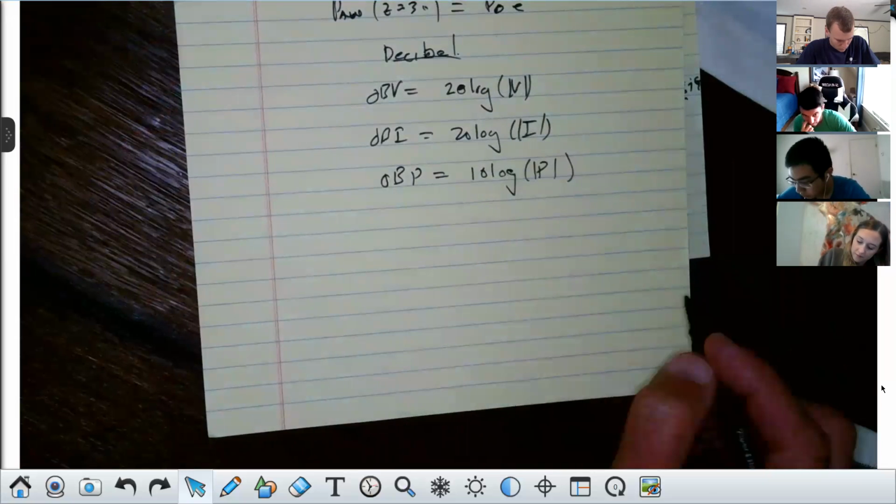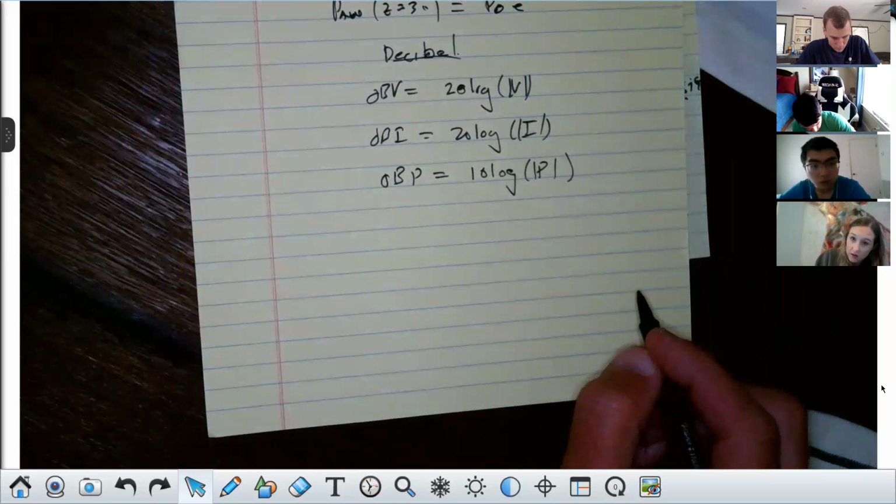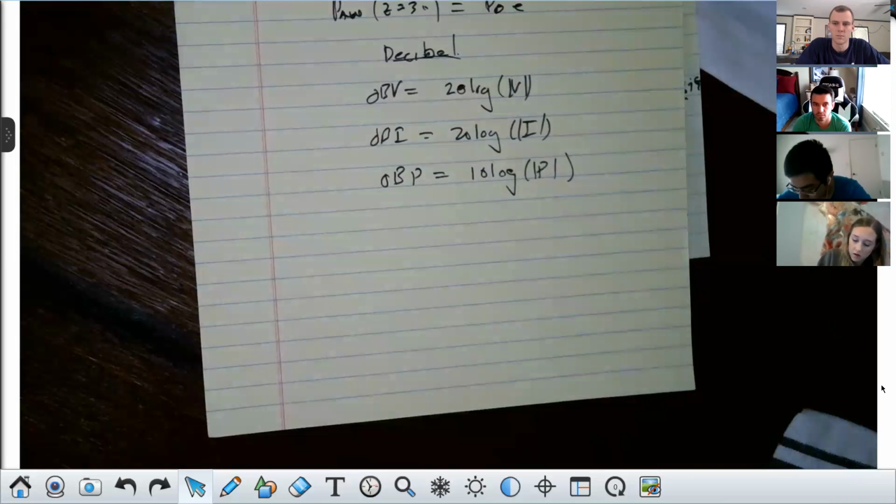And something else: the dB loss of the voltage per meter is the same as the dB loss of the current per meter, same as the dB loss of the power per meter in a transmission line. That's another reason they use dB. It's irrelevant what quantity you're talking about. The amount of decibels lost per meter is the same.